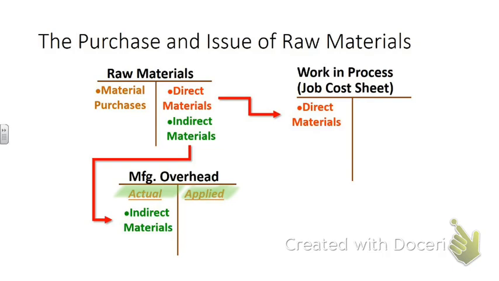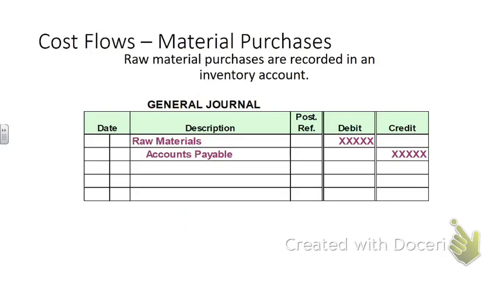So that's what's going to happen to my raw materials. And there's my journal entry. When I bought the materials, I may have just paid cash, but if I have accounts payable with them, it would look like that. And that's a journal entry like we saw last semester in Accounting 1.